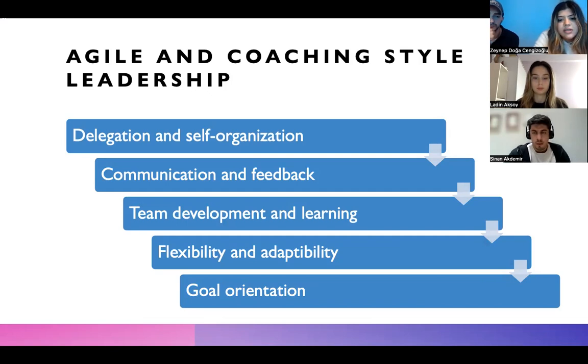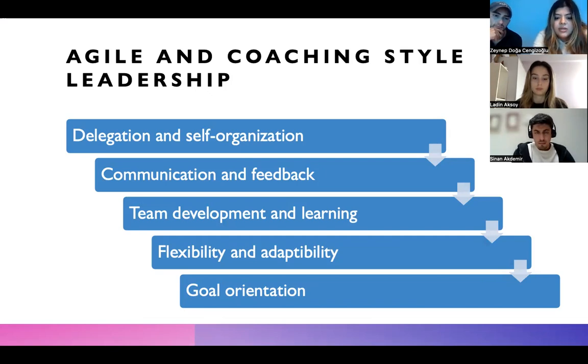Both coaching style leadership and agile leadership emphasize the ability to quickly adapt to changing circumstances. Coaching style leadership encourages team members to adapt to change, while agile leadership facilitates fast and efficient decision-making to respond to evolving demands.